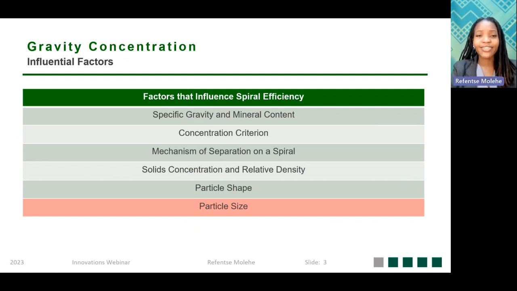There are other factors that influence how separation takes place, or mainly how efficient your spirals are. We've spoken about the mineral content, meaning your valuable and your gangue mineral. We also looked at the specific gravity, which means having a density difference. But the main one that I want to focus on today is particle size.